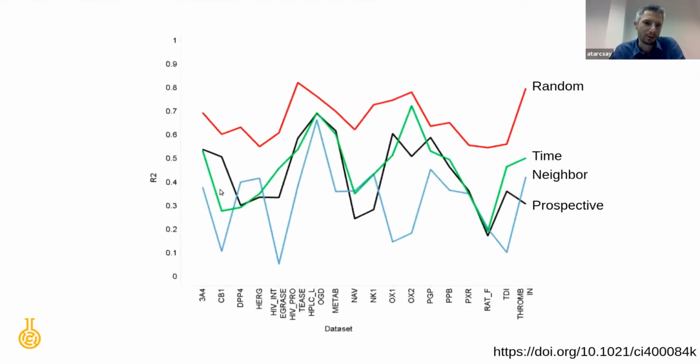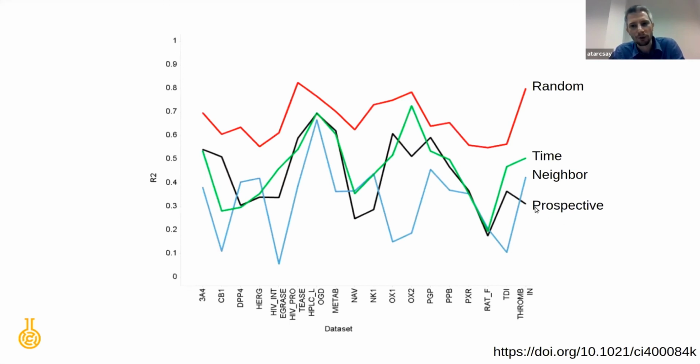And when it was checked, what's the R square, the correlation of the test sets, what's the accuracy of the test set, then if you do the splitting randomly, you will have the highest accuracy observed on the test set. While if you leave out neighbors or you use this neighbor method, you will have the lowest R square. If it is a time-based split or a prospective screening, then it will be in between these two.